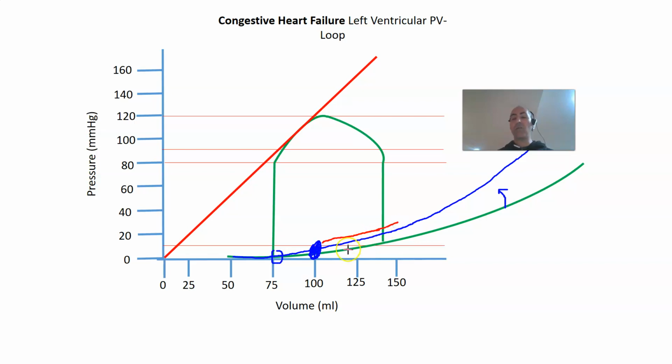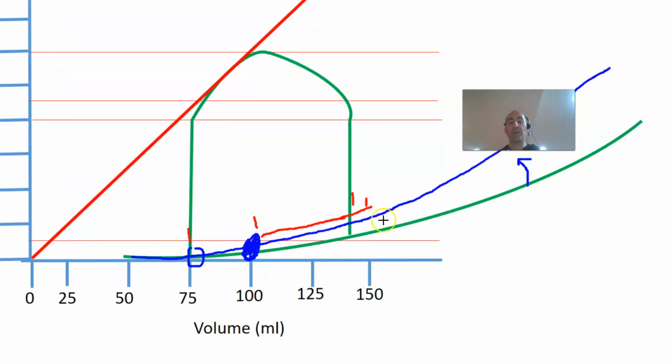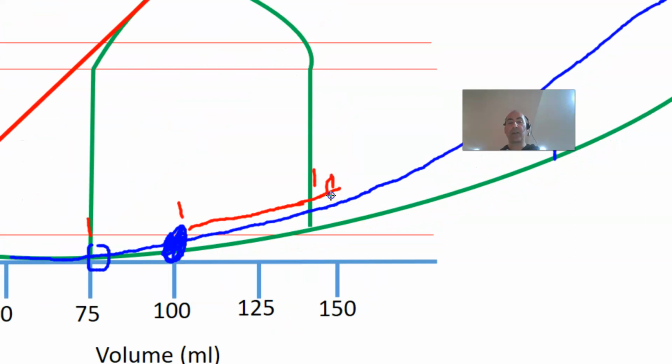But the overall distance between here and here versus here and here is actually going to be shorter. Okay, so there's more blood left in the heart, and there's more blood coming back to the heart, but the overall distance between end diastolic, this point here, right, end diastolic and end systolic, is actually going to be decreased.